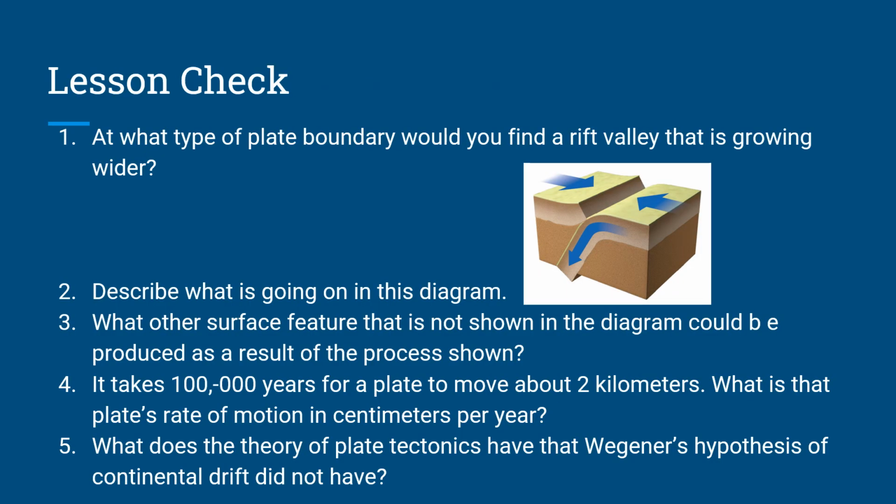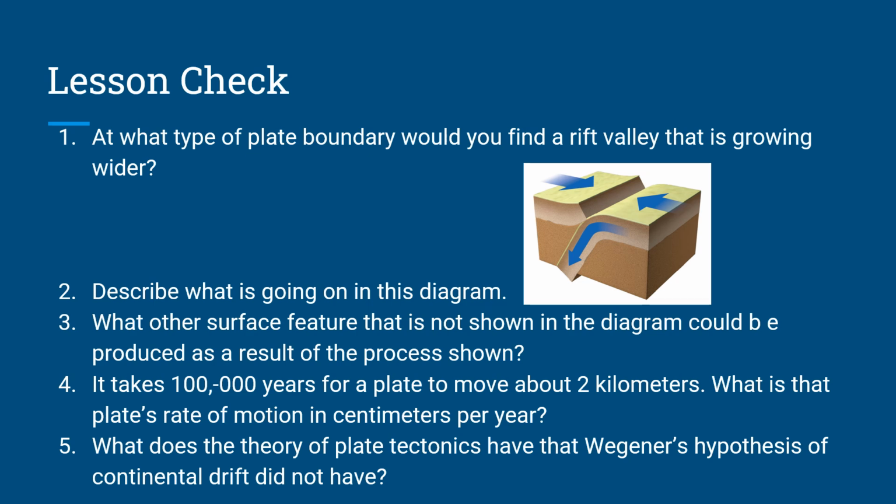All right, so that finishes lesson 2. So we'll go ahead and do the lesson 2 check. At what type of plate boundary would you find a rift valley that is growing wider? And a rift occurs when you pull apart. So that is a divergent.